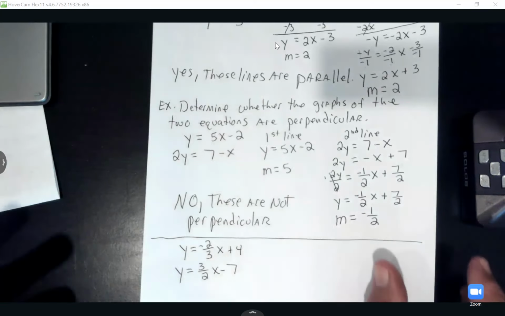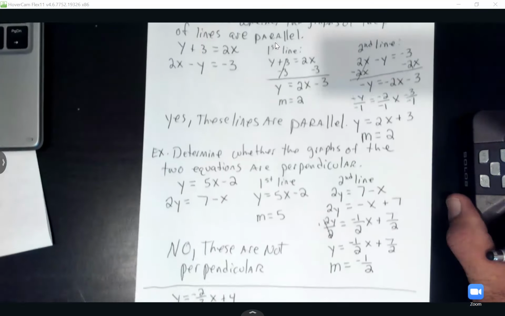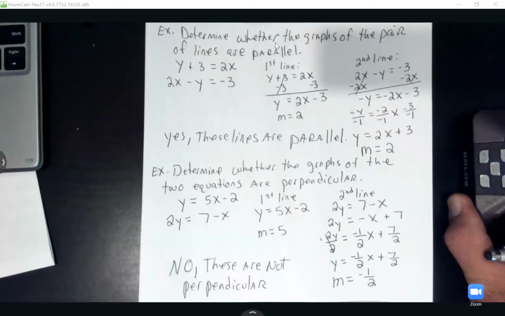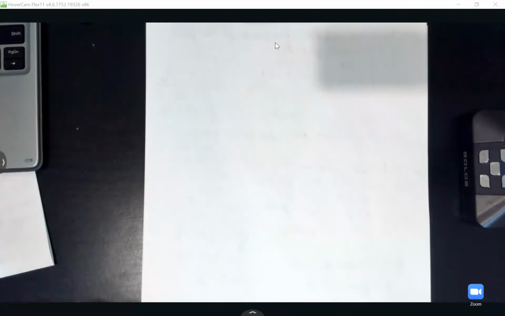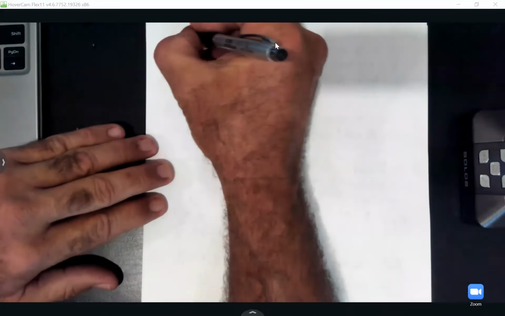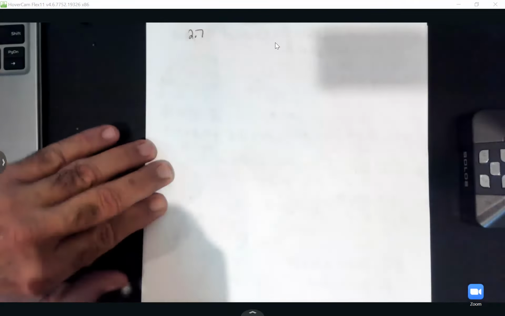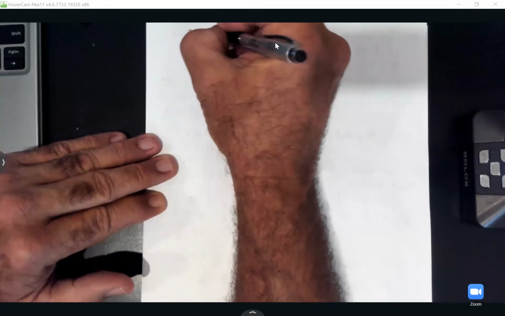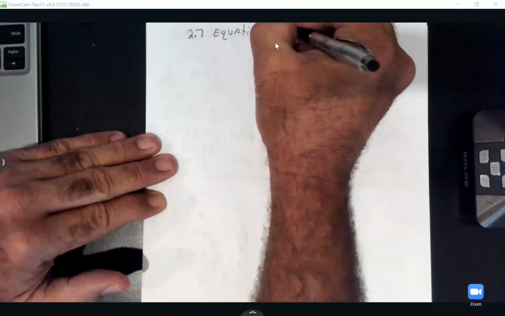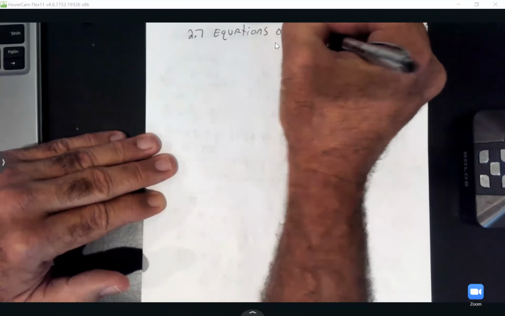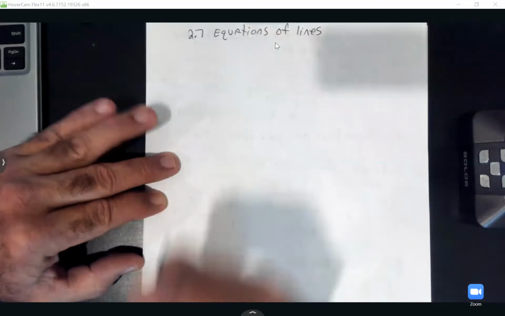All right, y'all, so we're due 2.6 finally. So we get to knock out 2.7. And 2.7 does not have as much problems as they had in 2.6. And in this 2.7, we're just going to find equations of lines.